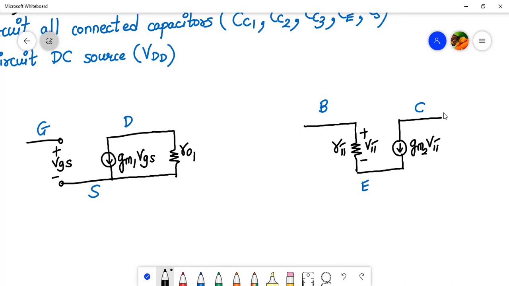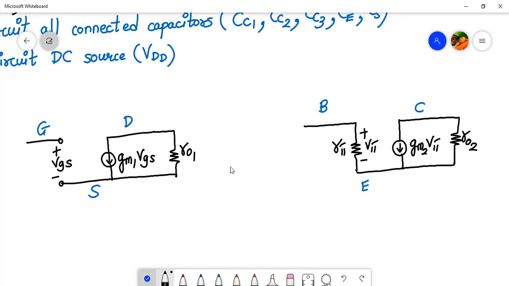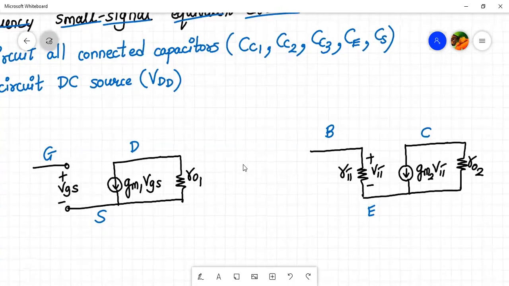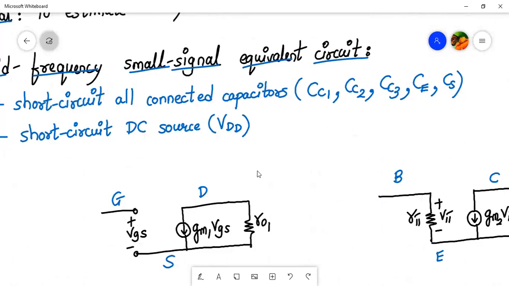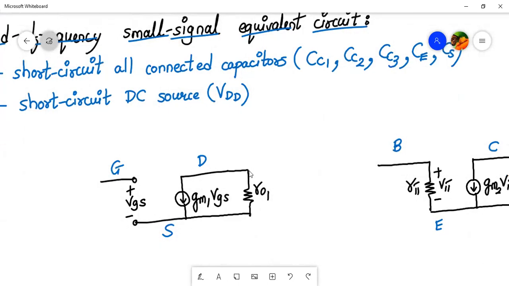Okay, because already we have GM defined for the MOSFET model. Now also we'll consider the output resistance. So we call that RO2. So here it is RO2. So now that we have drawn the small signal model for a BJT and a MOSFET, now it's time to connect the circuit, right? So we'll identify one by one which terminal where what will be connected.